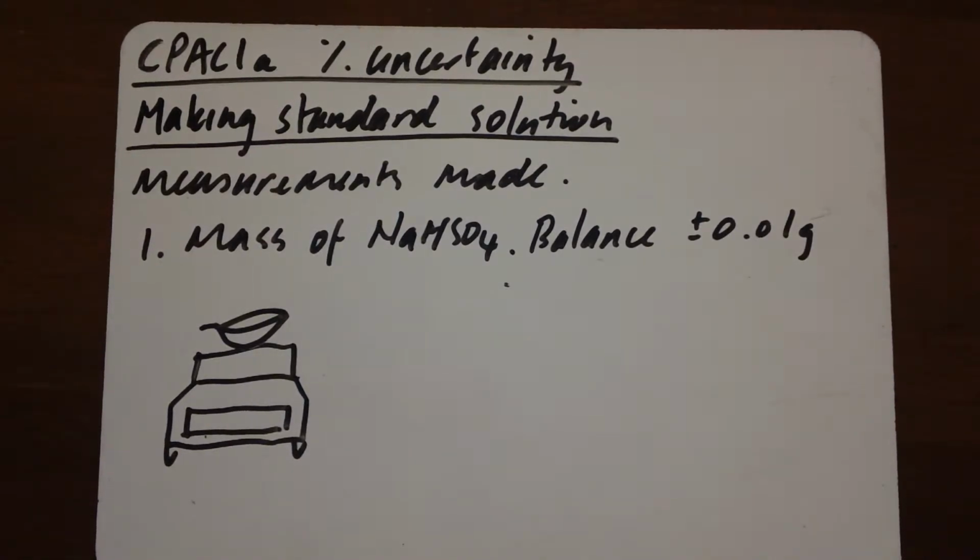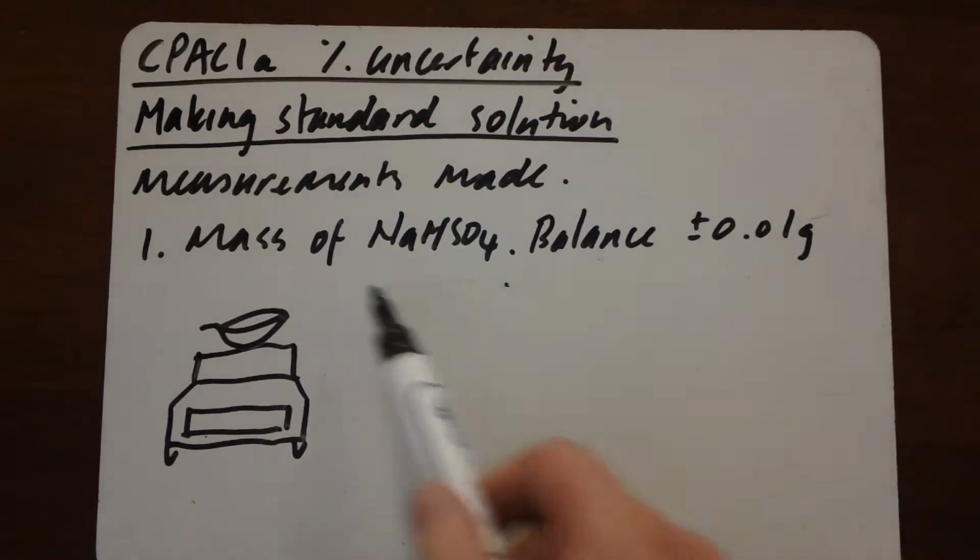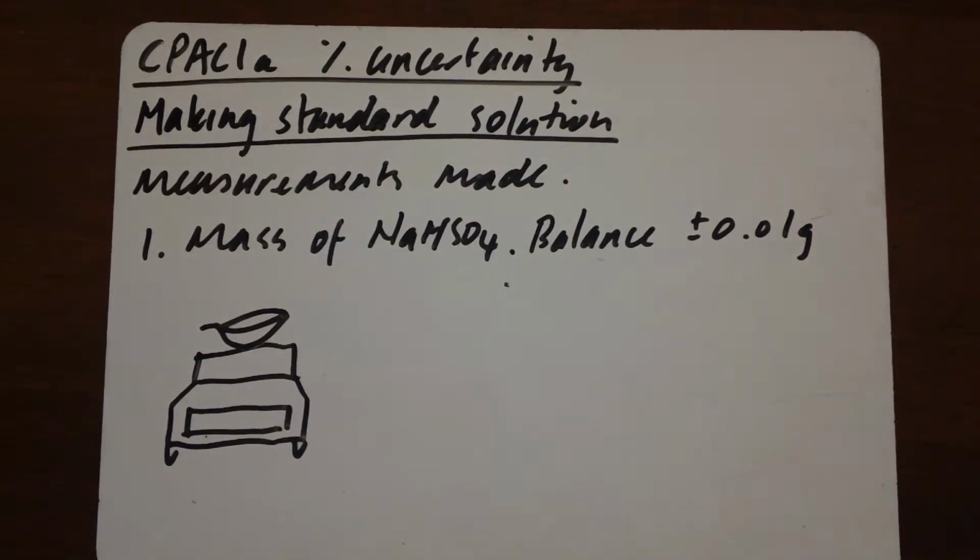The first thing you did in this practical was to make up a standard solution, and the first thing you did was to calculate precisely the mass of sodium hydrogen sulfate required to make up a 0.1 mol dm^-3 solution made up to a volume of 250 cm^3.